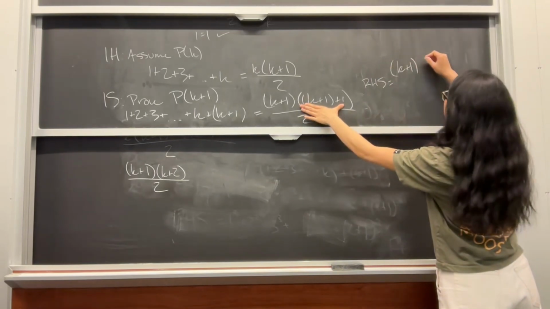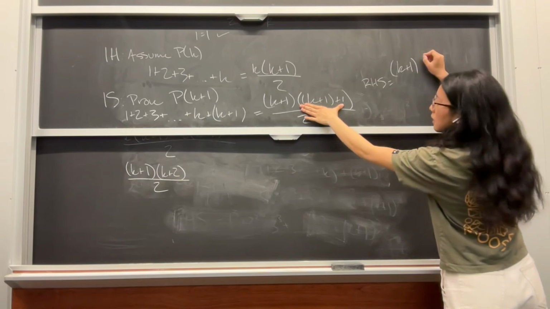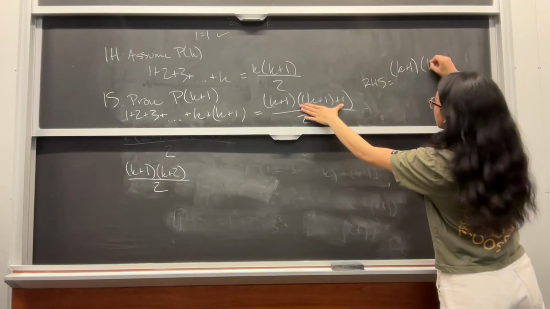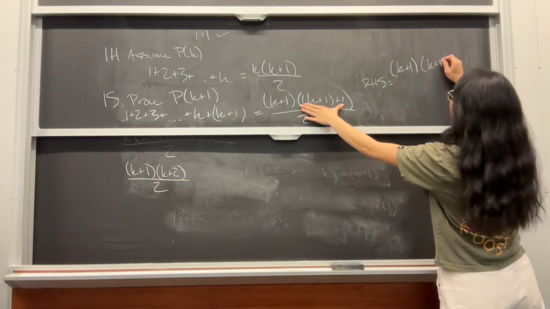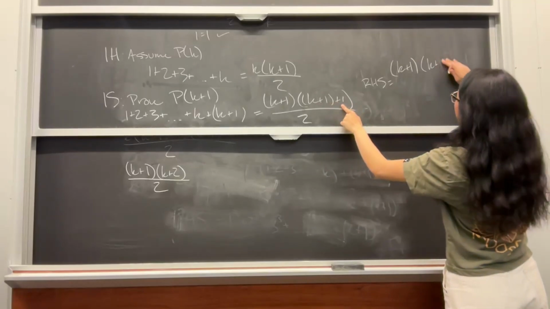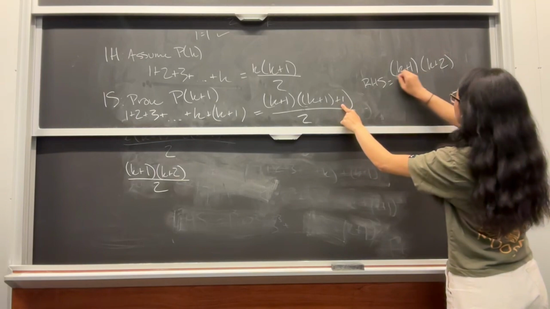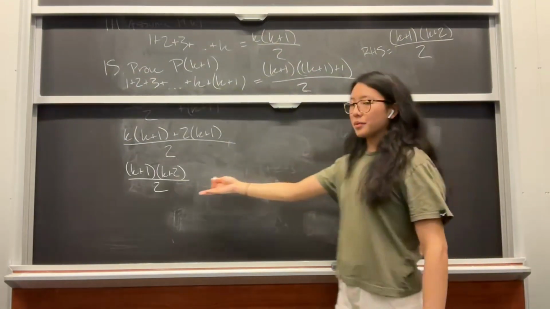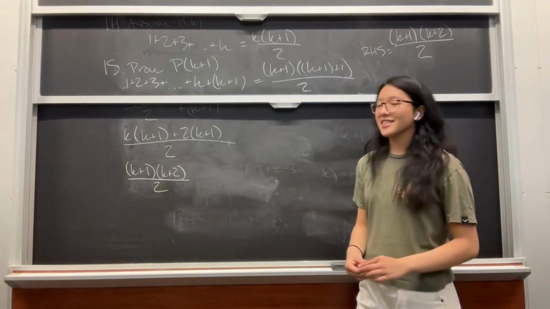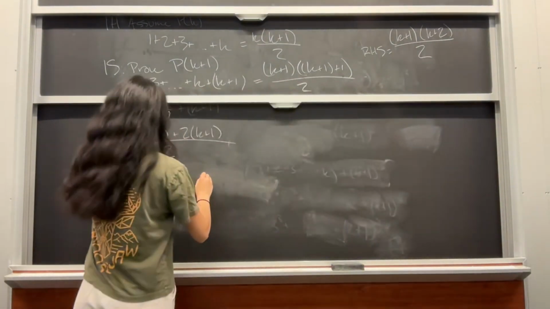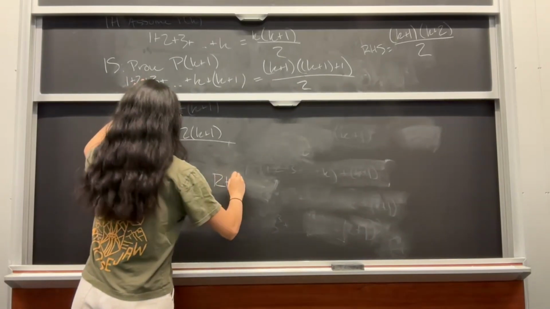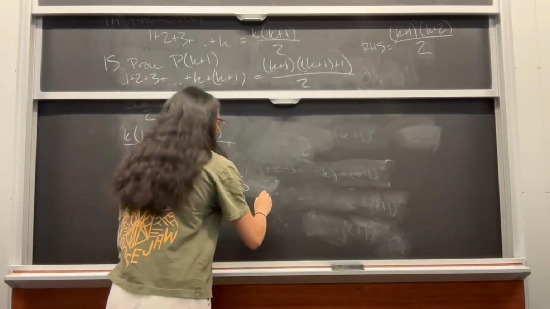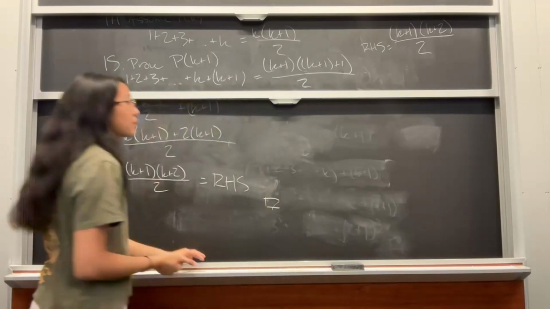And then this is the term I mostly wanted to clean up. Times k plus 1 plus 1, which is equivalent to just k plus 2 all over 2. And that is exactly what we simplified to on our left-hand side. So we know this left-hand side is equivalent to the right-hand side, and that is the end of our proof.